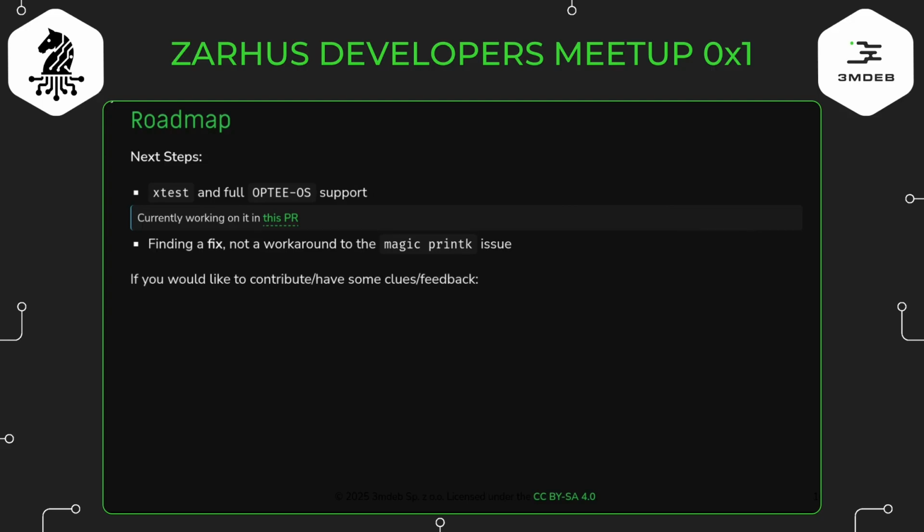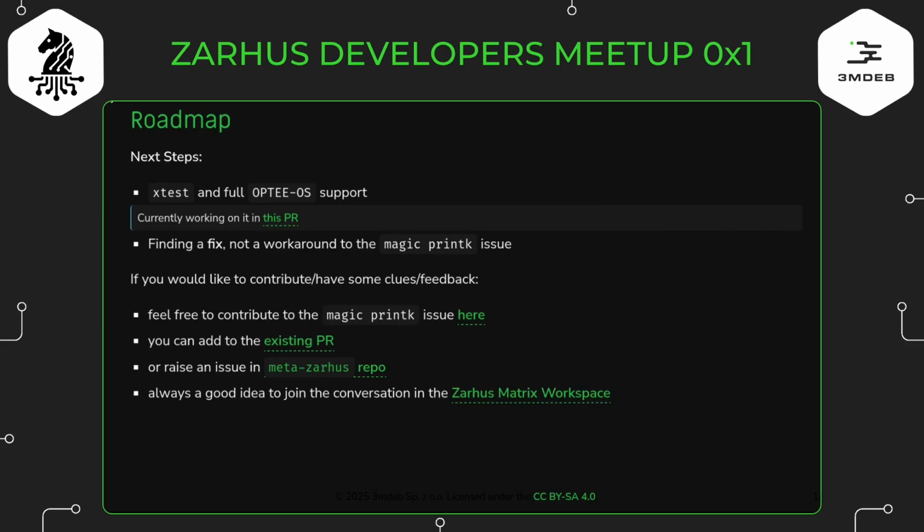Okay, so if some of you would like to maybe contribute or have some clues, you can obviously contribute to the issue regarding the hypervisor abort handler print issue here. You can add to the existing PR where we try to add support for OpenTOS and Xtest. You can just raise an issue in Zarhus repo, or even better, join our workspace. There's a lot of people there, and your ideas would be appreciated over there.